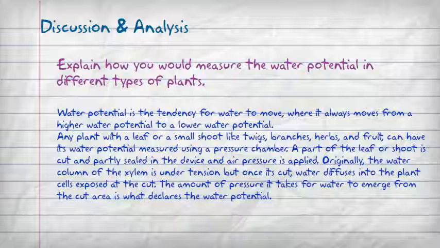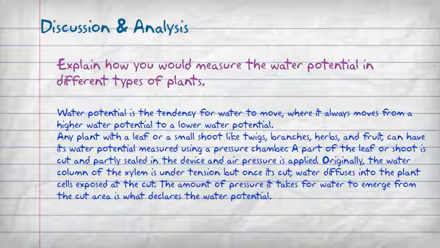Water potential is the tendency for water to move, where it always moves from a higher water potential to a lower water potential. Any plant with a leaf or a small shoot, like twigs, branches, herbs, and fruit, can have its water potential measured using a pressure chamber. Part of the leaf or shoot is cut and partially sealed in a device, and air pressure is applied. Originally, the water column of the xylem is under tension, but once it's cut, water diffuses into the plant cells exposed to the cut. The amount of pressure it takes for the water to emerge from the cut area is what determines the water potential.